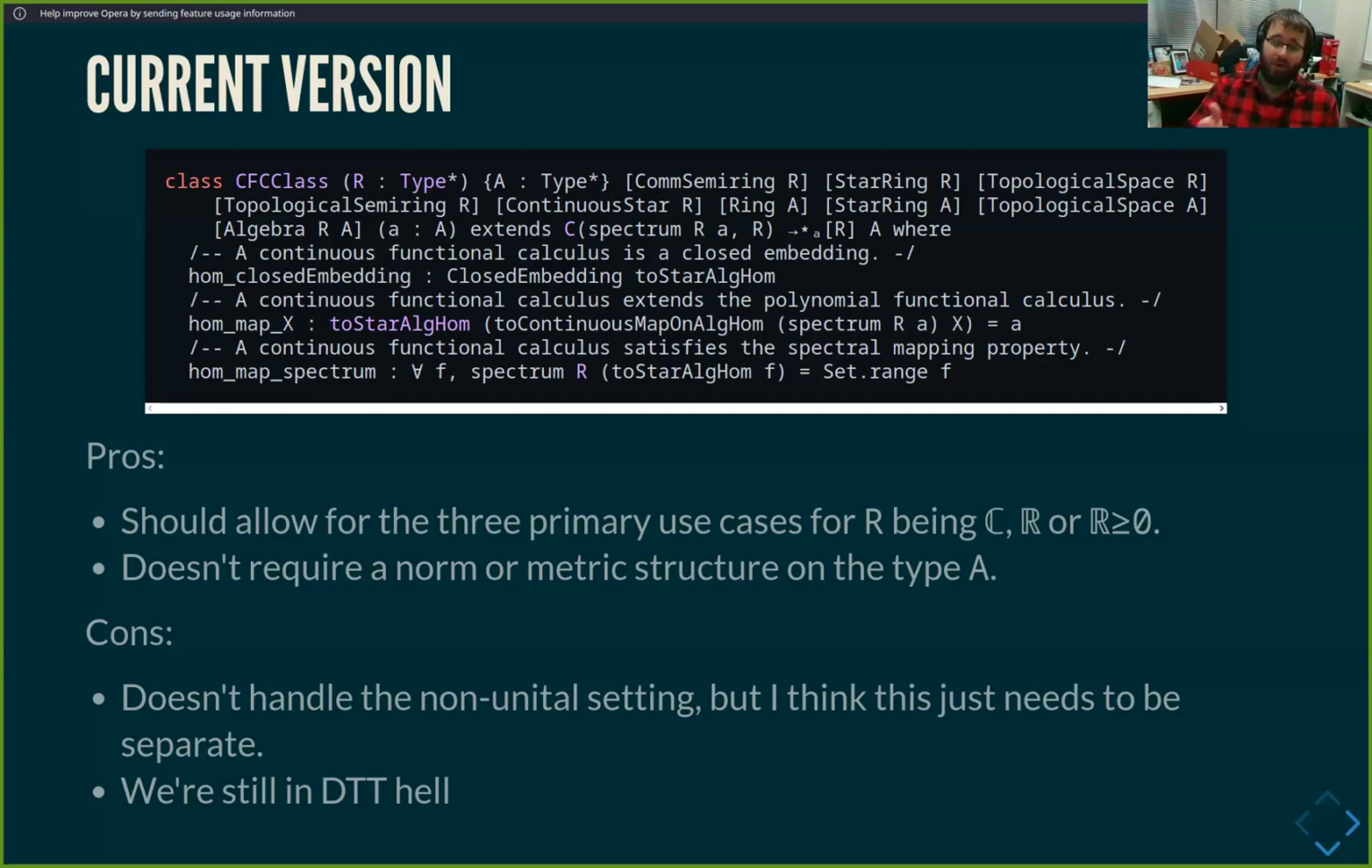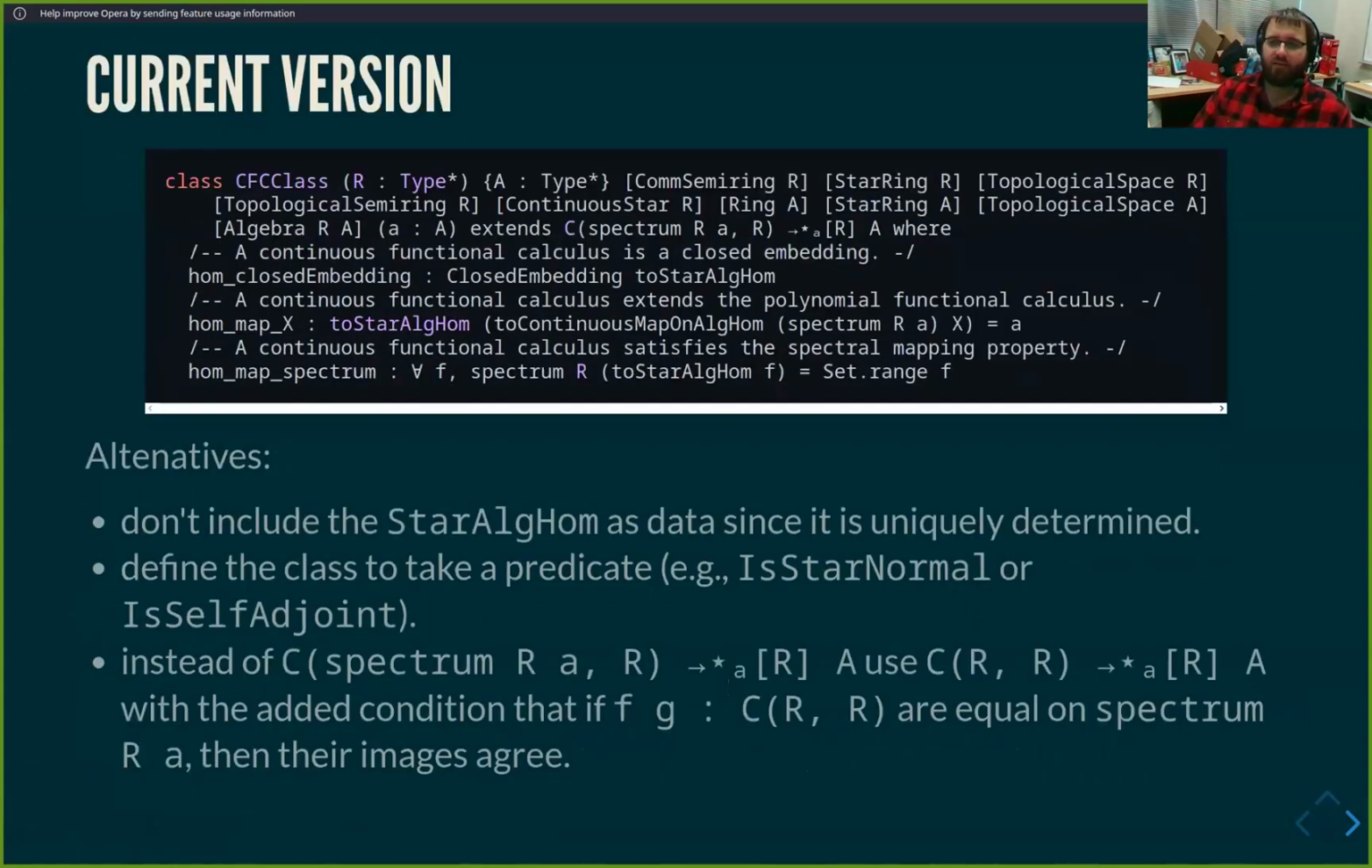But the big one is that we're still in dependent type theory hell. This class, the CFC class, depends on the value of little a. And also the functions themselves depend on A as well, because they're continuous maps from the spectrum of A. So you can see this is a recipe for headaches. Now, I managed to get around them for the most part, but there were still issues. So, I've considered some alternative things.